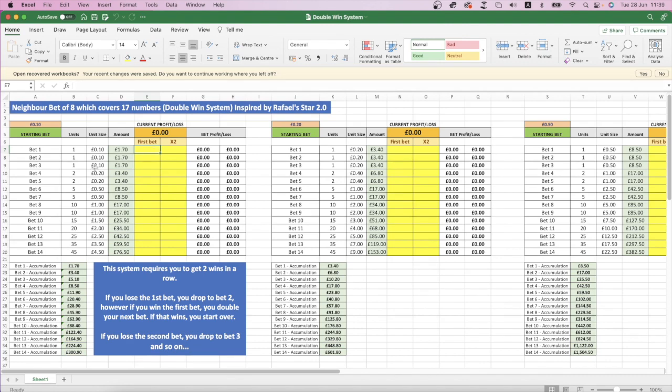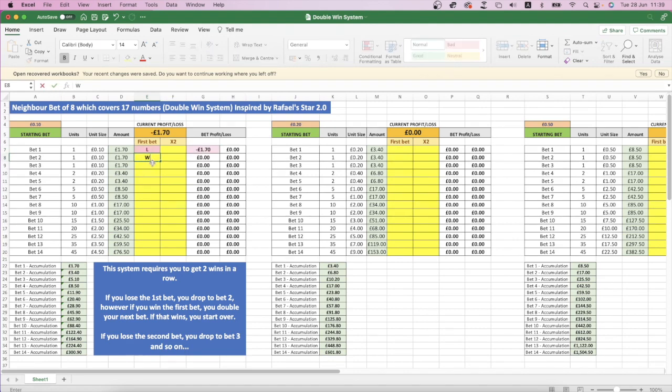So we start off the first bet, depending on what unit size we use. In this case it would be 10 cents. If you get a loss, you would just put an L in there. In fact, I'm going to get rid of that and I'm going to put caps on so it's easier to see. So we've got an L there. If you get a loss in the first bet, you move down a step.